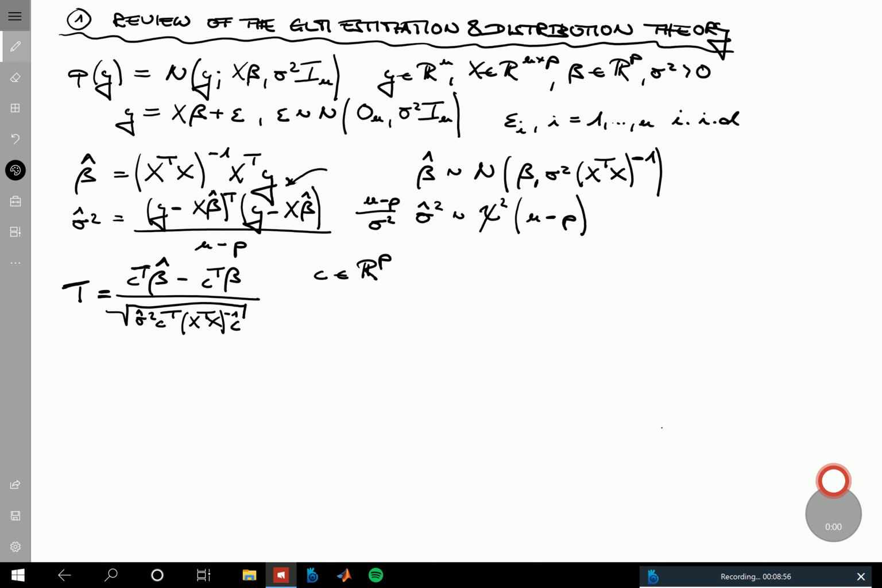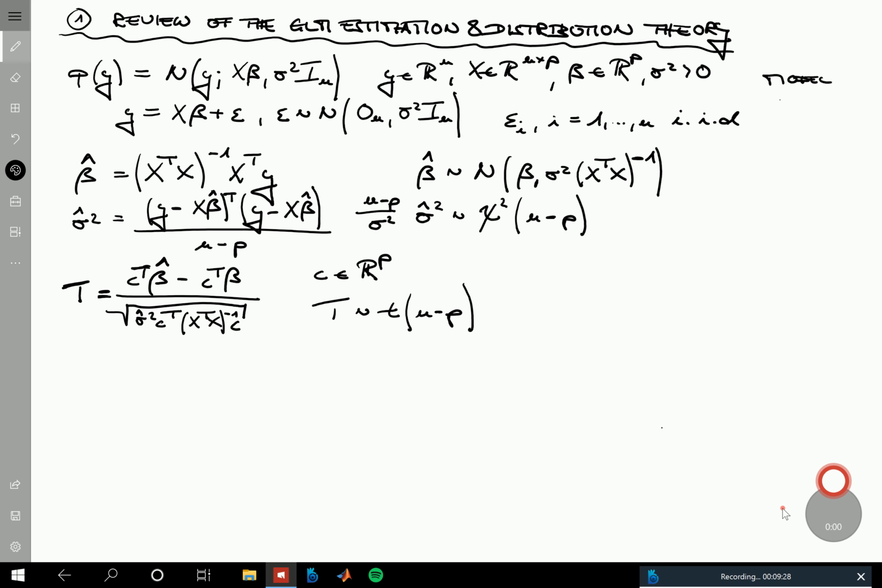And then we've of course also seen that the t statistic is distributed according to a t distribution with n minus p degrees of freedom. So that's basically in a couple of equations the entire GLM formulation, estimation and distribution theory. So if one is clear about this, then one is clear about a lot of things.